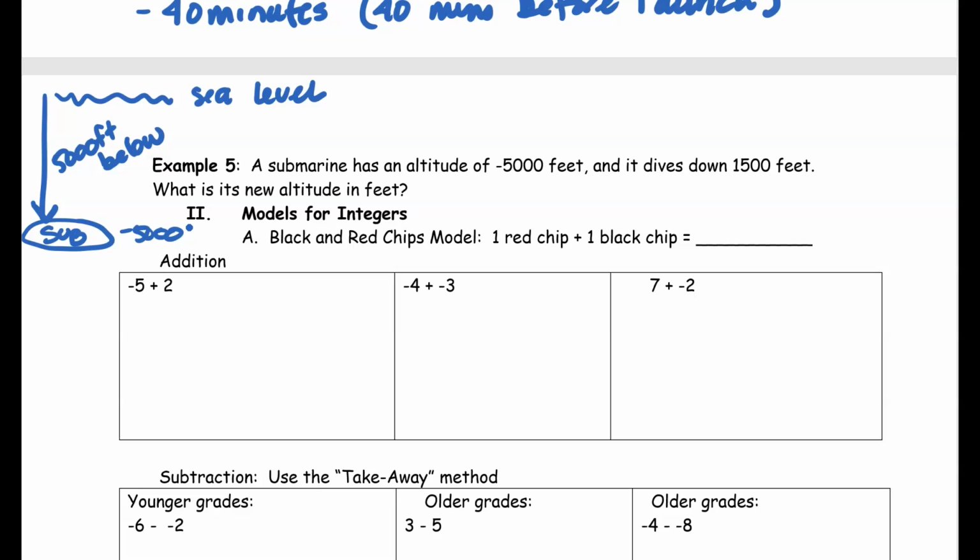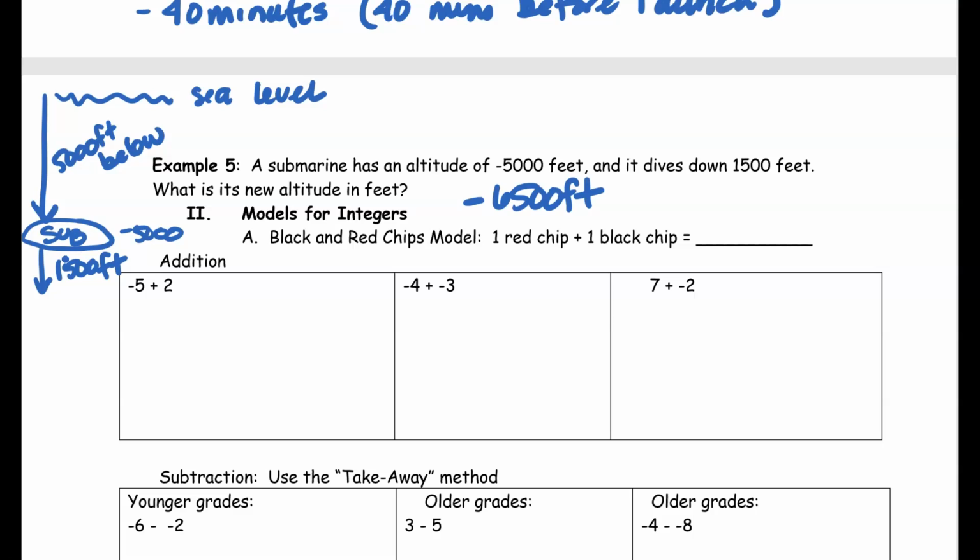It dives down an additional 1,500 feet, so it'd be even further below sea level. So 5,000 plus 1,500 would be 6,500 feet, and it would be negative because we're going down even further. So the altitude would be -6,500 feet.